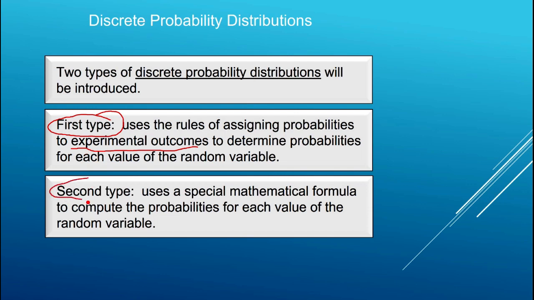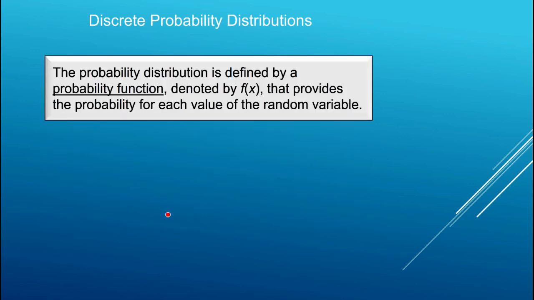The second type, like the binomial distribution that we'll cover in the next video lecture, uses mathematical formulas in order to describe the probability function in all of its various moments. The probability distribution is defined by a probability function, and that probability function is what we denote typically as lowercase f of x. And it provides the probability for each value of the random variable. Now here we're talking about a discrete random variable, so we can actually talk about the probability that the variable takes on a particular value.